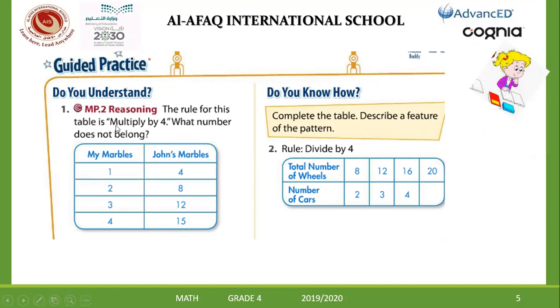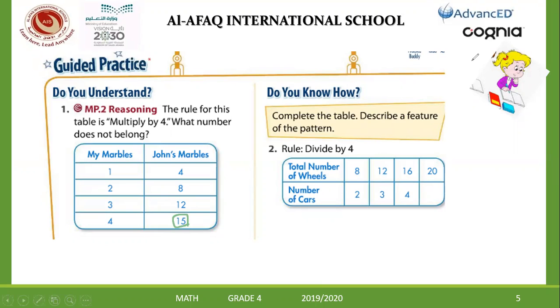As you see, the rule is multiply by 4. So here, 1 multiplied by 4 is 4. 2 multiplied by 4 is 8. 3 multiplied by 4 is 12. 4 multiplied by 4 is 16, not 15. So which number doesn't belong to the others? I have to determine 15 because it should be 16.